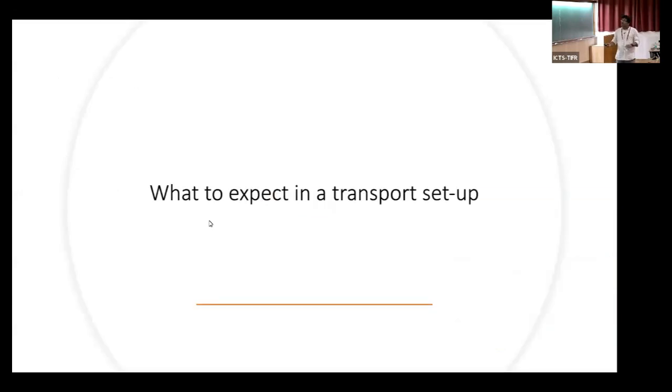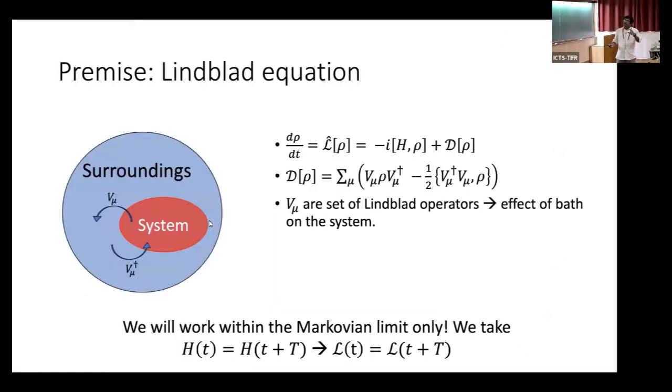So to see this, first I have to look at what to expect from the transport setup. To do this, I just work in the Lindblad equation premise. The Lindblad equation says that I have a system inside some surroundings. The system's density matrix will evolve in time following this equation. This equation has a coherent part and a dissipator part. The dissipator part contains a collection of jump operators or Lindblad operators. These Lindblad operators encode what the surrounding is doing with the system.